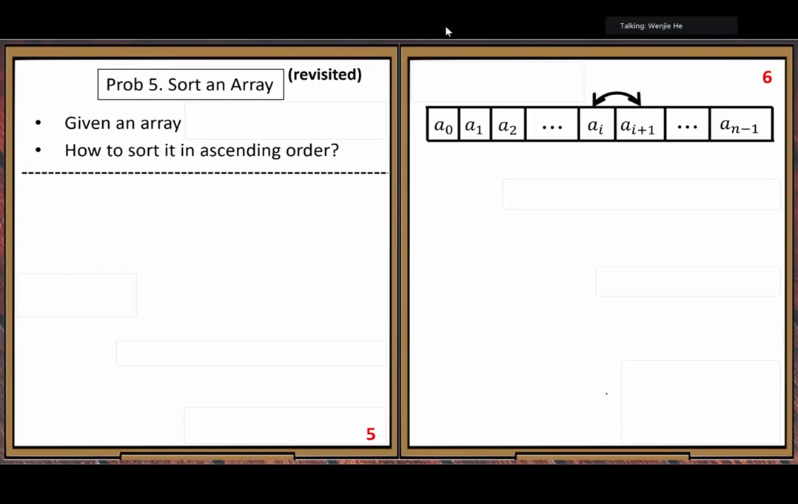Let's compare two of the elements in this array. Now, our focus is on the order of the elements. Our goal, we want to arrange all the elements in ascending order. That's our goal. Okay?